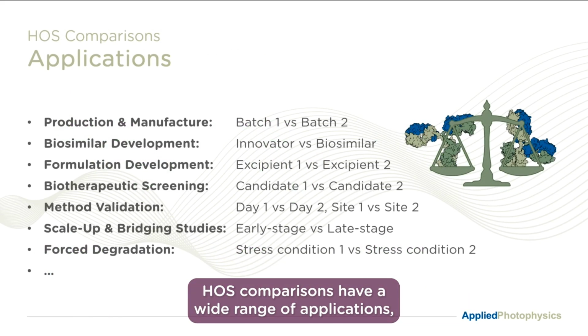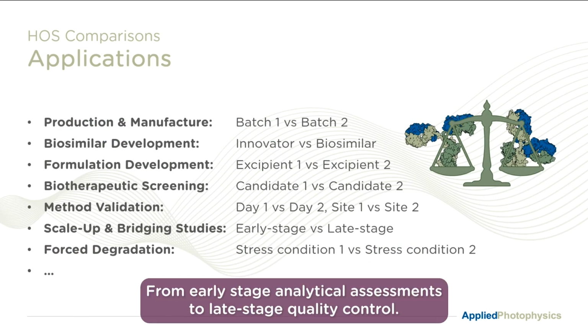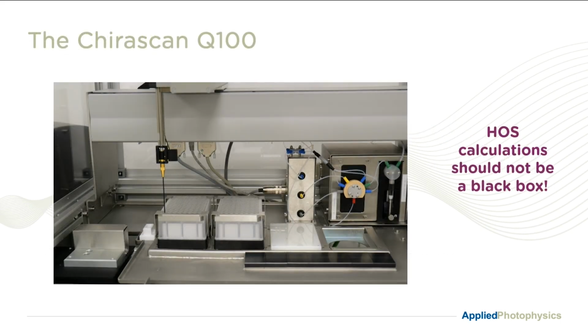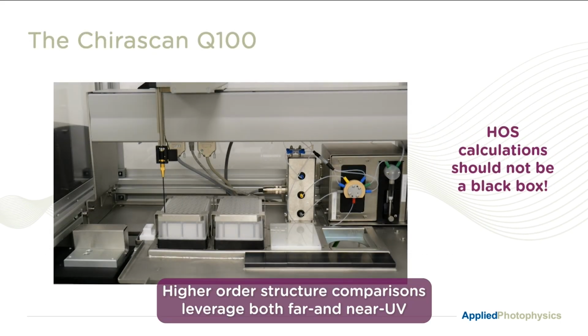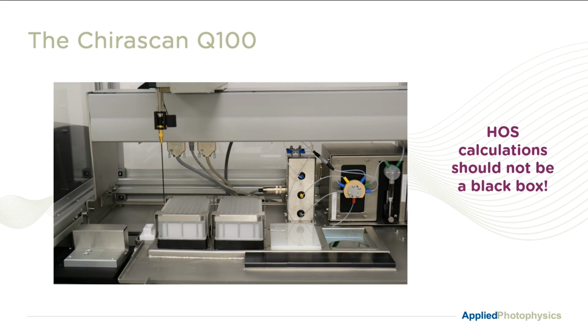HOS comparisons have a wide range of applications and play a critical role at every stage of biotherapeutic development, from early-stage analytical assessments to late-stage quality control, from formulation development to forced degradation and shelf stability assessments. Higher-order structure comparisons leverage both far and near UV wavelength ranges to enable statistically robust and quantifiable data analysis.